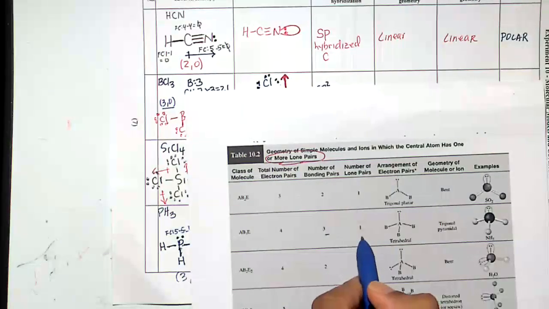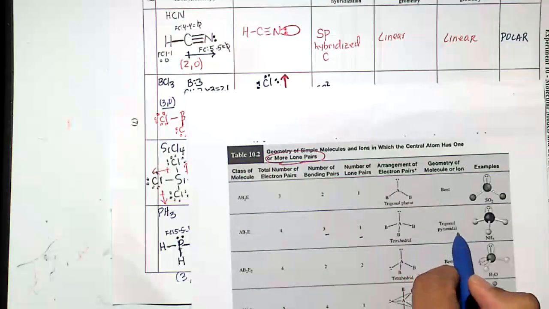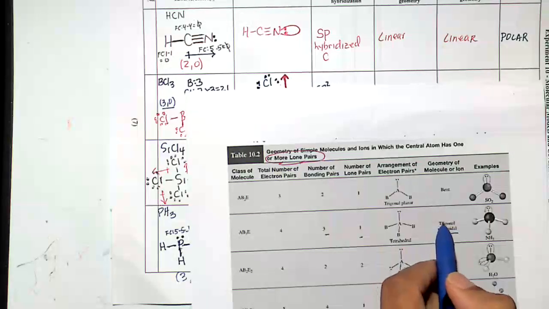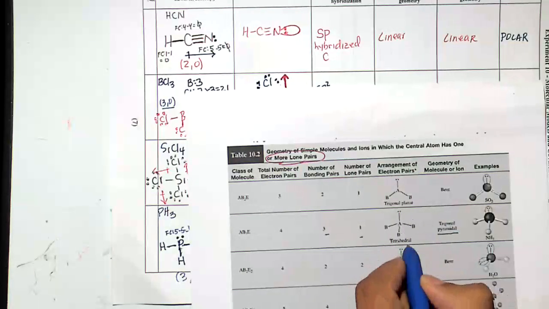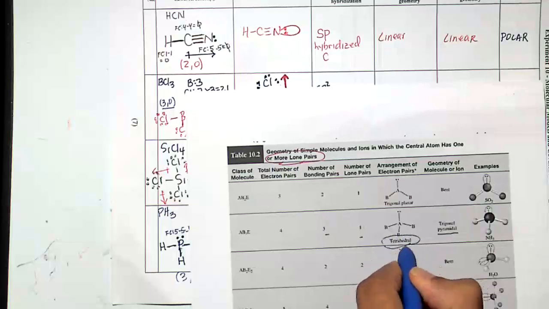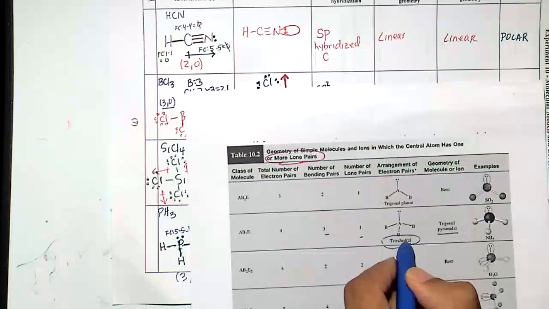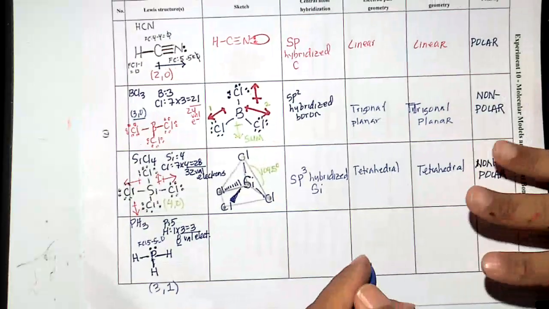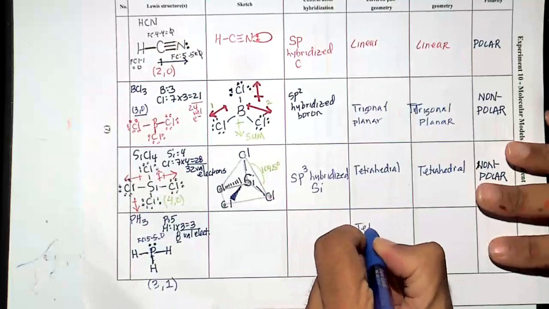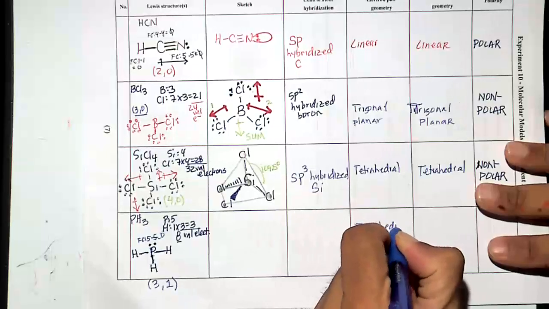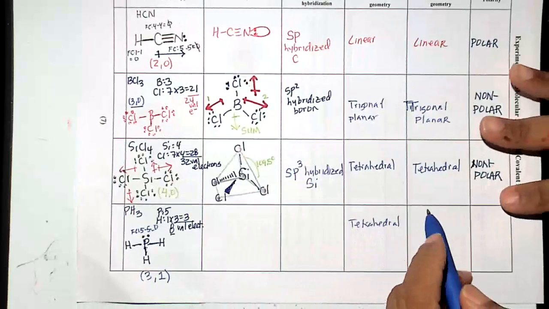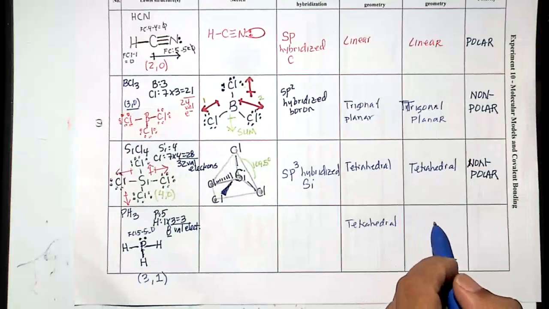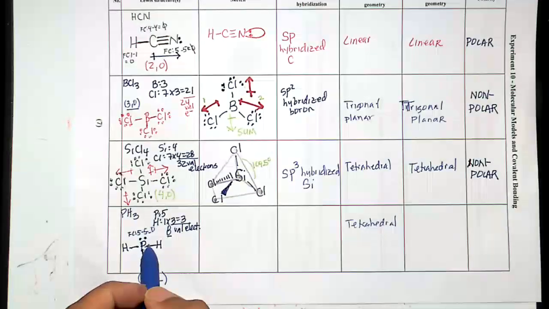Okay, 3 bonds, 1 lone pair. What is the shape? Trigonal pyramidal. Okay. What's the electron pair geometry? Tetrahedral. Okay. So the electron pair geometry is tetrahedral. But why isn't the actual molecular geometry tetrahedral? Because of the lone pair.